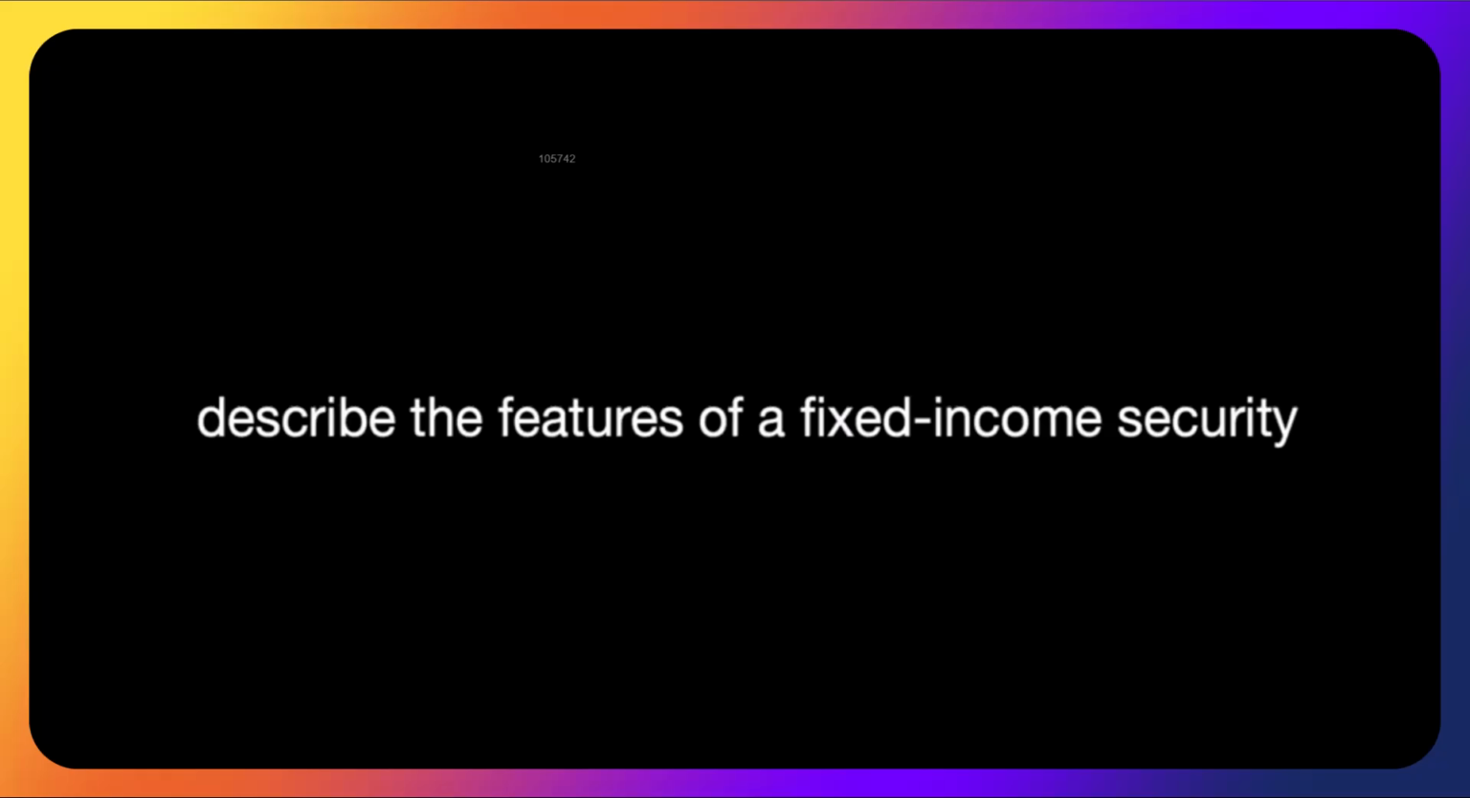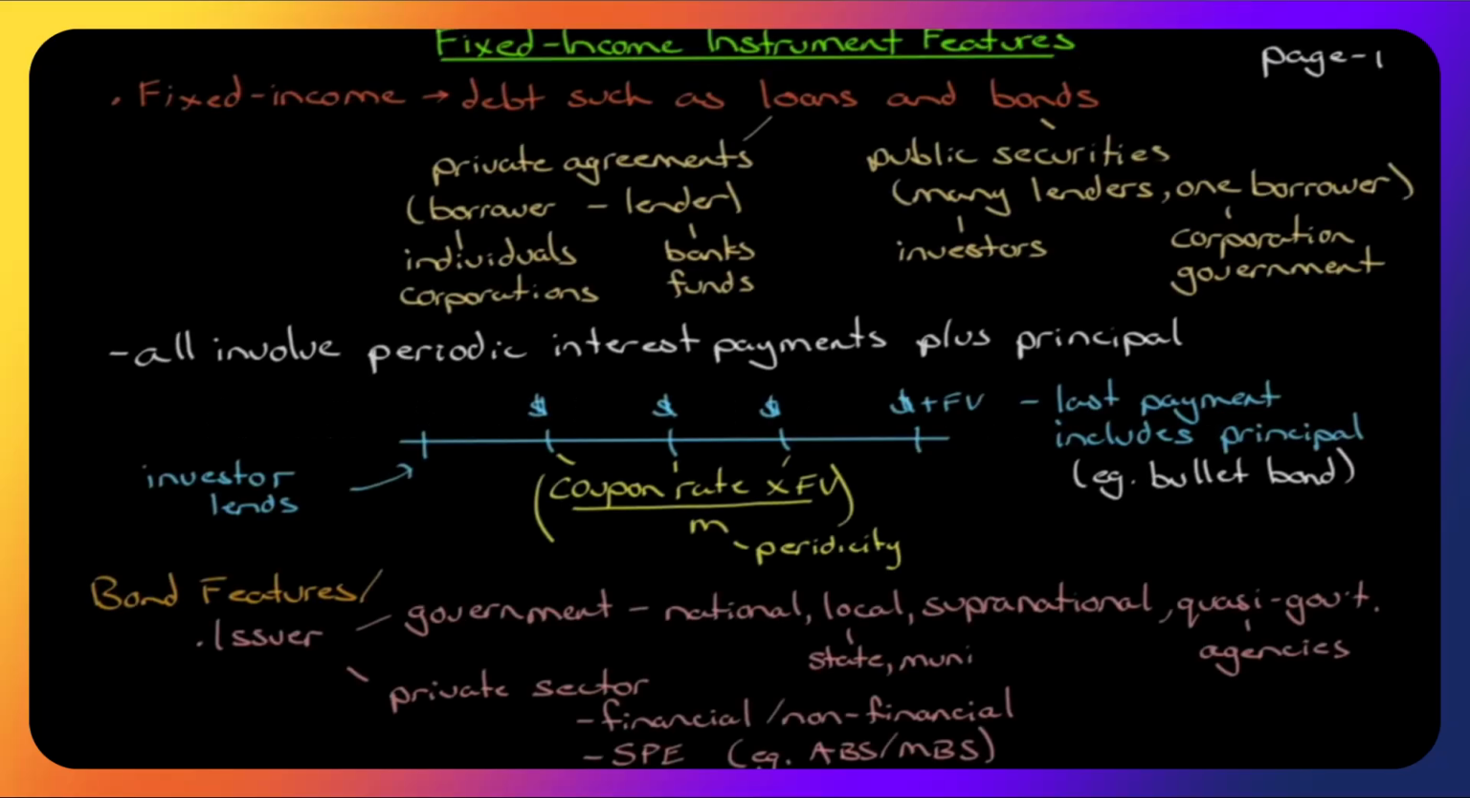Our first learning objective here, keyword describe, looking at the features of fixed income securities. Okay, let's start with just defining fixed income. And when we use those words, what are we talking about? We're talking about debt. Plain and simple, it's debt, such as loans and bonds.